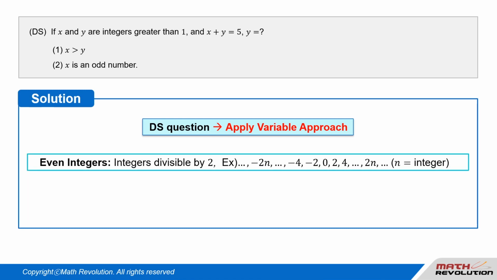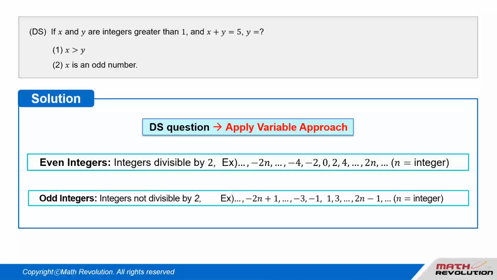Even integers. Even integers are integers that are divisible by 2, including both positive and negative integers. 0 is also an even integer. Thus, even integers include, and so on, -2n, and so on, -4, -2, 0, 2, 4, and so on, 2n, and so on, where n is an integer.